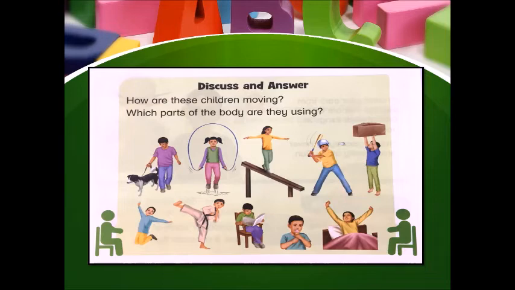In the next picture, the girl is walking on a slope, keeping her body balance. She is also using her arms and her feet. In the next picture, the boy is hitting a ball, and he is also keeping the balance with his legs.